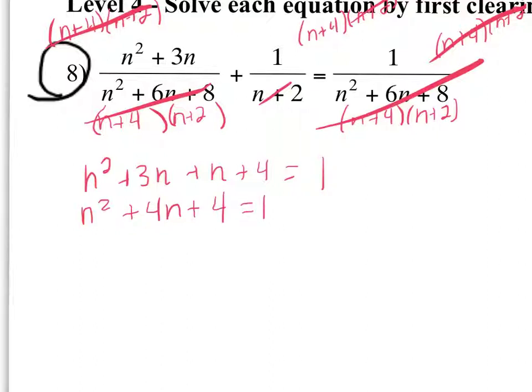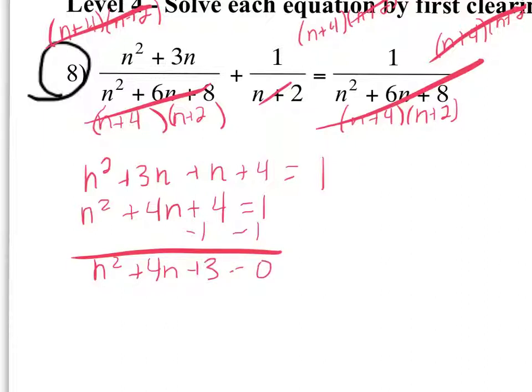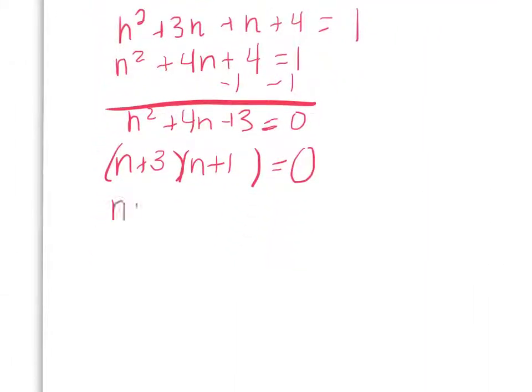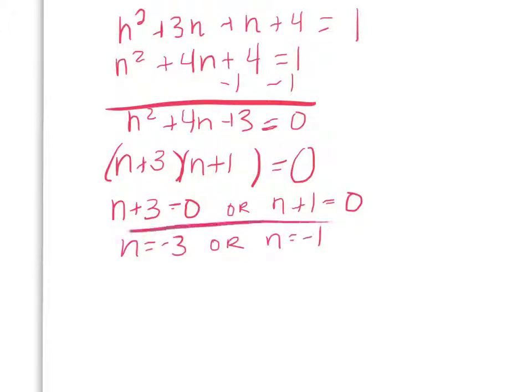In order to get solutions, we have to set it equal to 0. So I'm going to subtract 1 from each side. N squared plus 4n plus 3 equals 0. Two numbers that multiply to give us 3 but add to give us 4 would be 3 and 1. So I'm going to set each term equal to 0 to get my solutions. N plus 3 could equal 0, or n plus 1 could equal 0. So n could equal negative 3, or n could equal negative 1. Those are our two solutions.